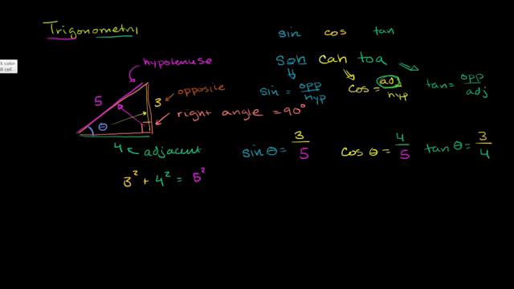Now, let's think about another angle in this triangle. And I'll redraw it just because my triangle is getting a little bit messy. So let's redraw the exact same triangle. Once again, the lengths of this triangle are: we have length 4 there, length 3 there, and length 5 there. The last example, we used this theta. But let's do another angle up here.